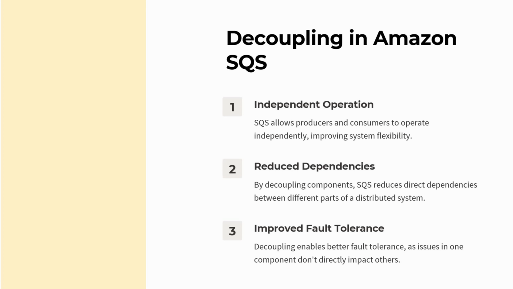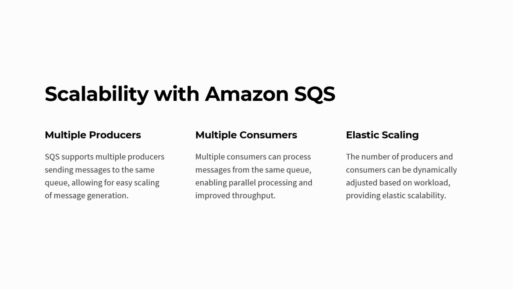Decoupling in Amazon SQS. SQS allows producers and consumers to operate independently, which improves system flexibility. By decoupling components, SQS reduces direct dependencies between different parts of the distributed system. Decoupling enables better fault tolerance, as issues in one component don't directly impact other components.